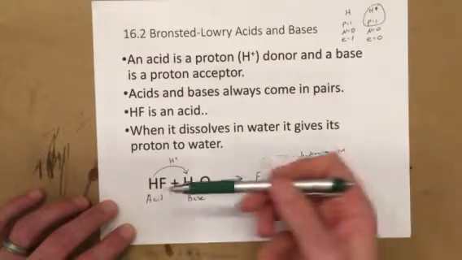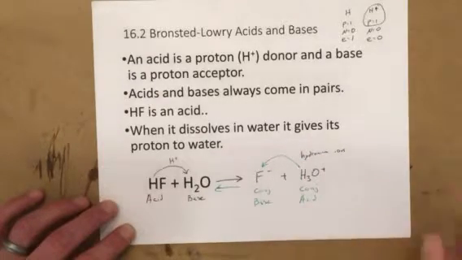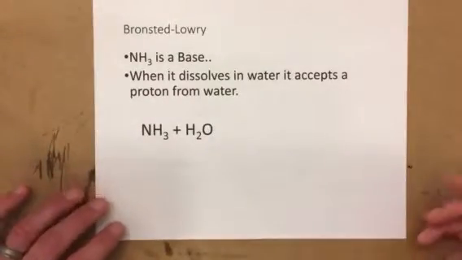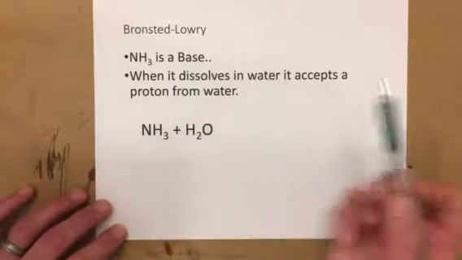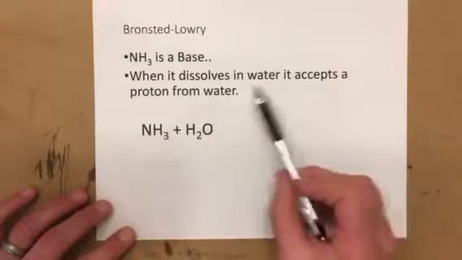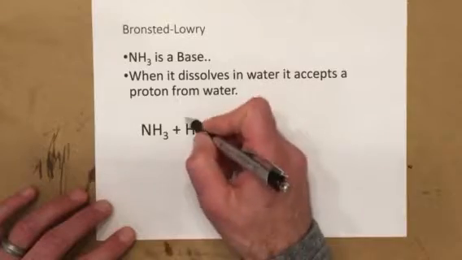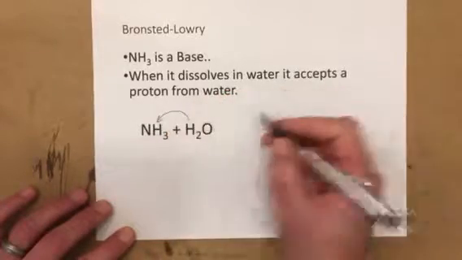Imagine if the reaction is running in the reverse direction, which thing is going to have to donate the proton and which thing is going to have to accept the proton. We'll look at one more example. Ammonia, NH3, is an example of a base, according to the Bronsted-Lowry definition. That is because when it dissolves in water, it accepts a proton from water. So this is a base, so it's going to take a proton away from water.